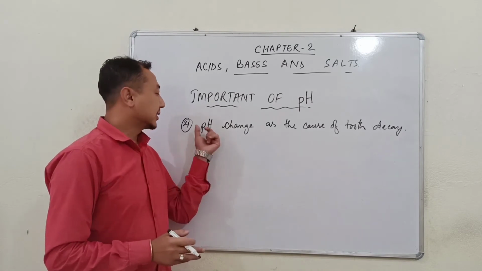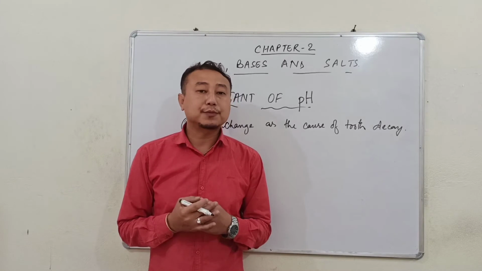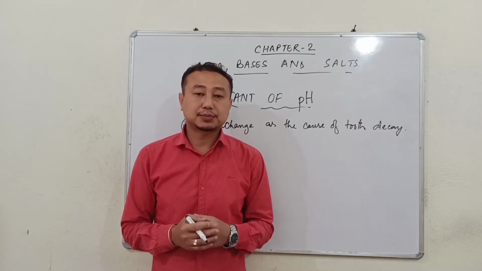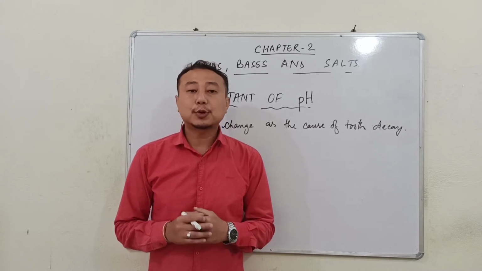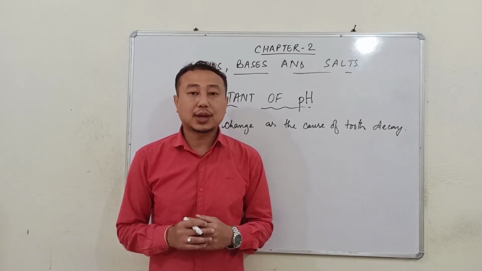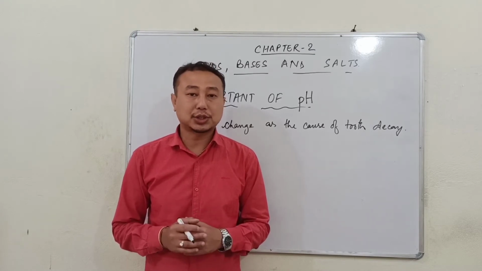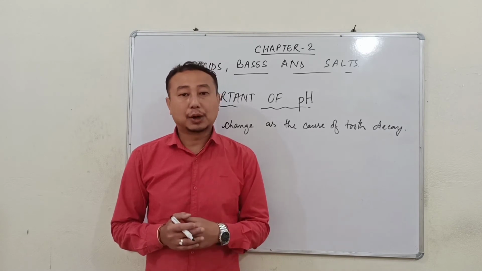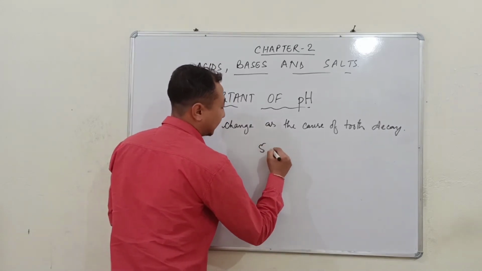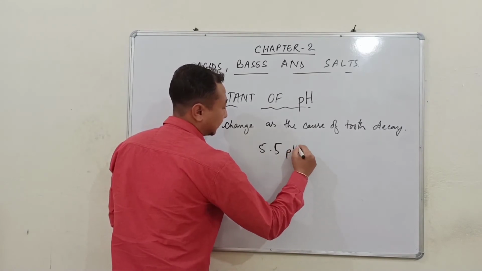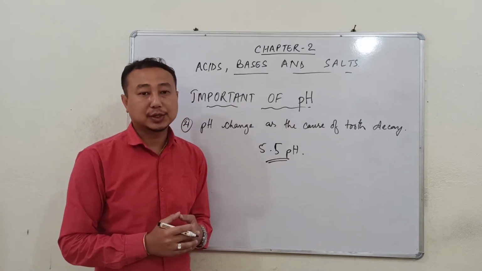The next importance is pH change as the cause of tooth decay. Inside our mouth, when we consume any type of food substance, sometimes some food particles remain sticking in between the teeth. These food materials are fed upon by the bacteria present in the mouth. During this time, the bacteria produce acidic substances. So when the medium of our mouth turns acidic, and if the pH drops below 5.5, then the enamel of the teeth gets corroded or damaged.